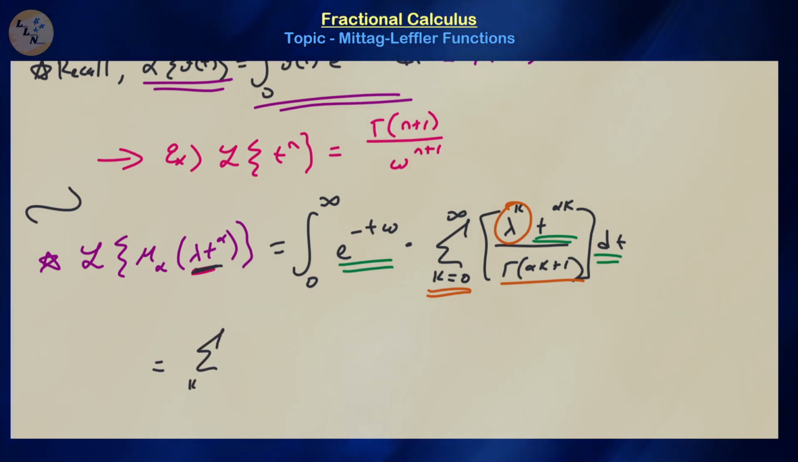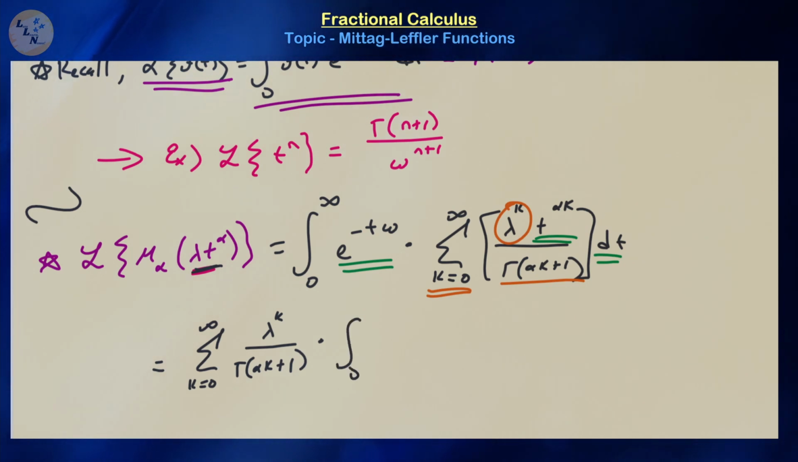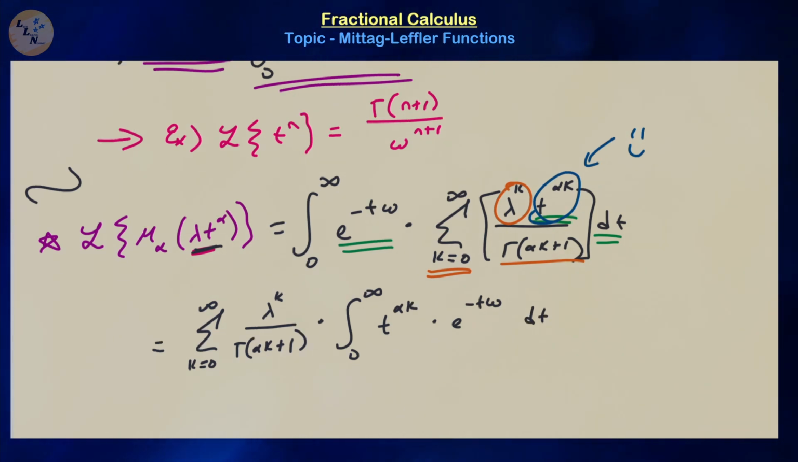So that's going to be the sum from k equals 0 to infinity of lambda to the power of k all over gamma of alpha k plus 1, times the integral from 0 to infinity of t to the alpha k, right? So that's this term hanging out there. And then what are we left with inside? So we still have this minus t omega term. So that's pretty much like the kernel of our transform, right? And that's pretty much what we're looking at there.